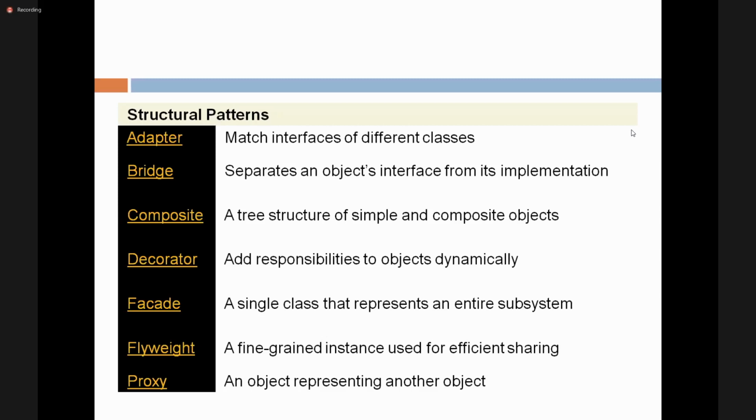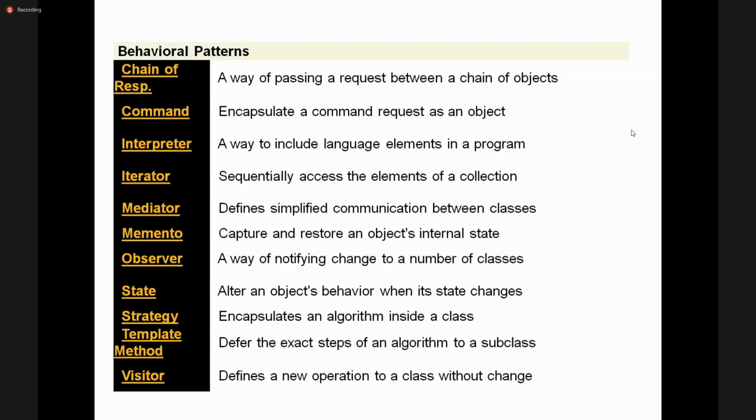We have the behavioral patterns, which we call communication patterns: chain of responsibility, command, interpreter, iterator, mediator, memento, observer, state, strategy, template method. All these come under behavioral patterns. Software development is all about this. When a software application is built, all these patterns are present behind it. Without these we don't develop; every software application is built using these patterns.